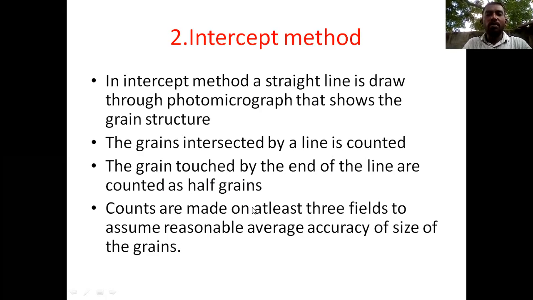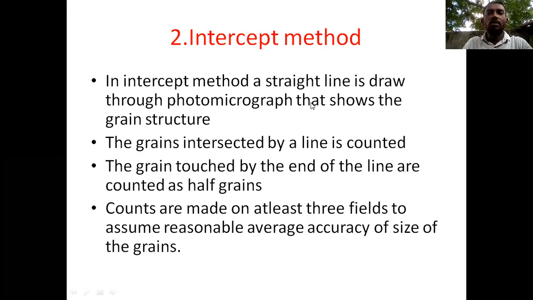Countings are made on at least 3 fields to assume a reasonable average accuracy of the size of the grain. How do we consider the counting? At least 3 fields are considered, and only then do we take the average accuracy of the size of the grain. So it is called the intercept method.